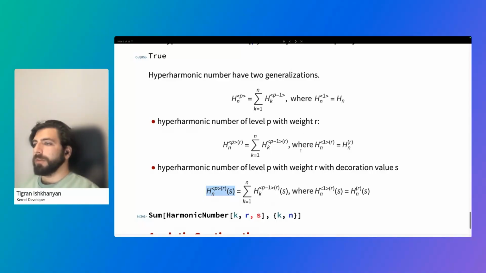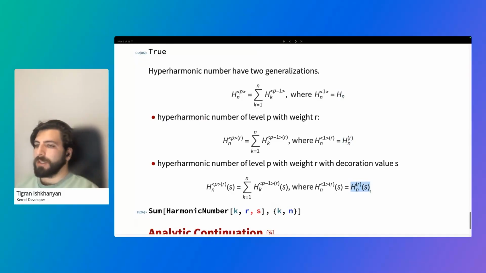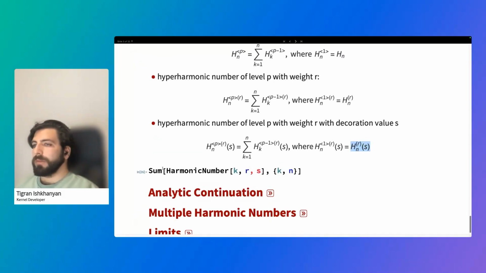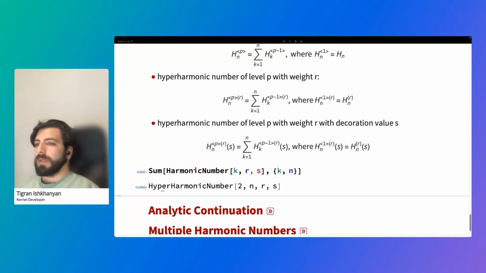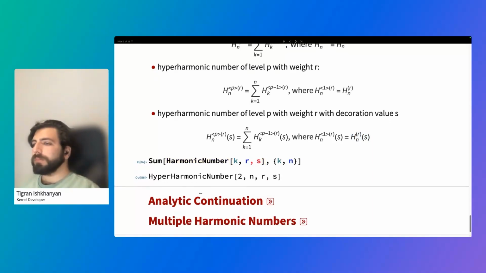They are also calculated recursively, and they somehow involve the harmonic number of order R, and the harmonic number of order R with decoration value S. So if we try to sum the harmonic number with this decoration value, then in the system we will get the hyperharmonic number.